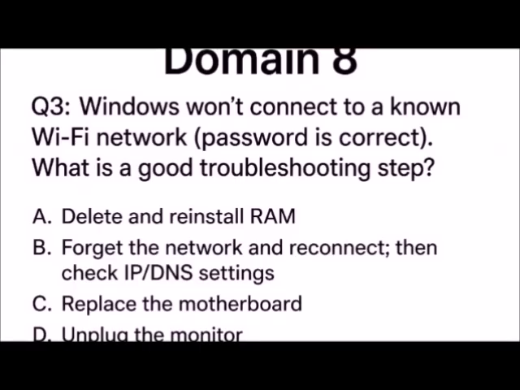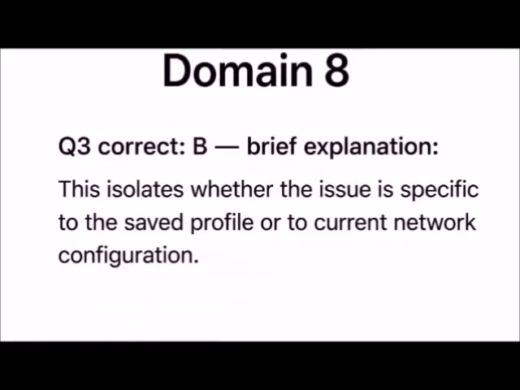Question 3. Windows won't connect to a known Wi-Fi network. Password is correct. What is a good troubleshooting step? A. Delete and reinstall RAM. B. Forget the network and reconnect. Then check IP and DNS settings. C. Replace the motherboard. D. Unplug the monitor. Correct answer. B. Forget the network and reconnect. Then check IP and DNS settings. Explanation. This isolates whether the issue is specific to the saved profile or to current network configuration.